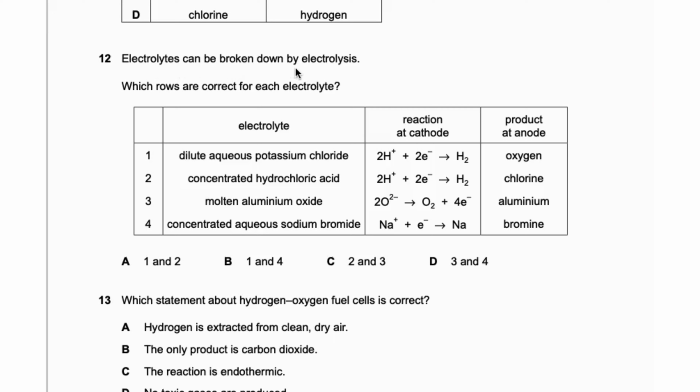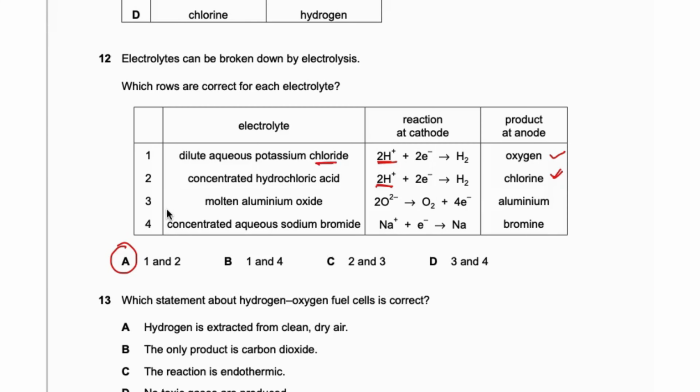Question number 12. Electrolytes can be broken down by electrolysis. Which rows are correct for each electrolyte? Dilute aqueous potassium chloride: reaction at cathode, it is potassium, so hydrogen ion can be discharged, and product at anode, because it is dilute, chlorine will not be formed, oxygen will be formed. So this is right. Concentrated hydrochloric acid: at the cathode, hydrogen will be formed. This is right. And it is concentrated, so chlorine will be formed at the anode. So these two, 1 and 2, are right. So the right answer is A.